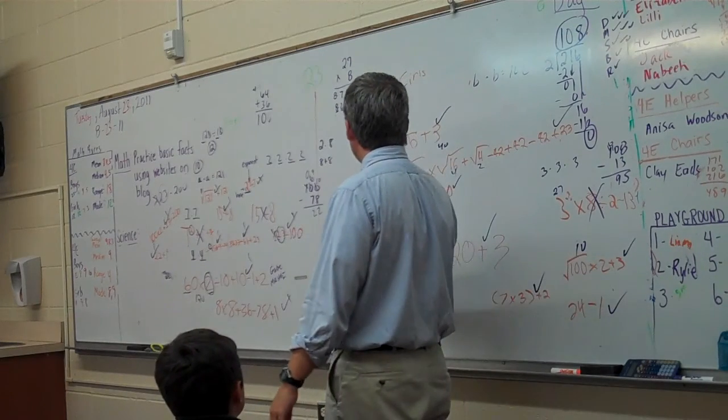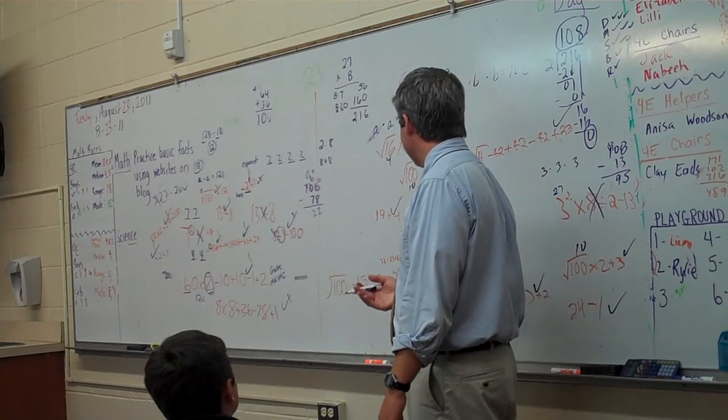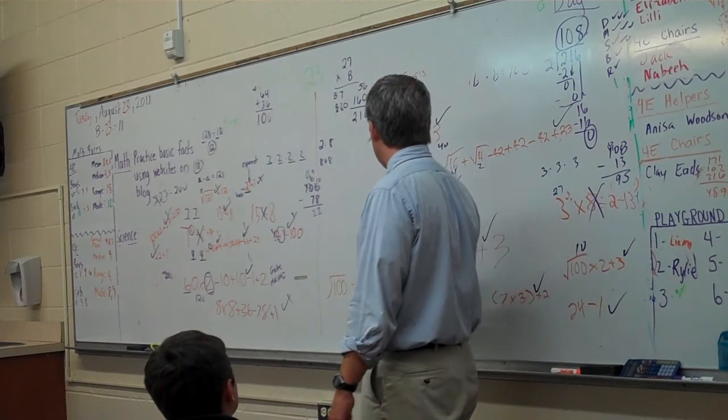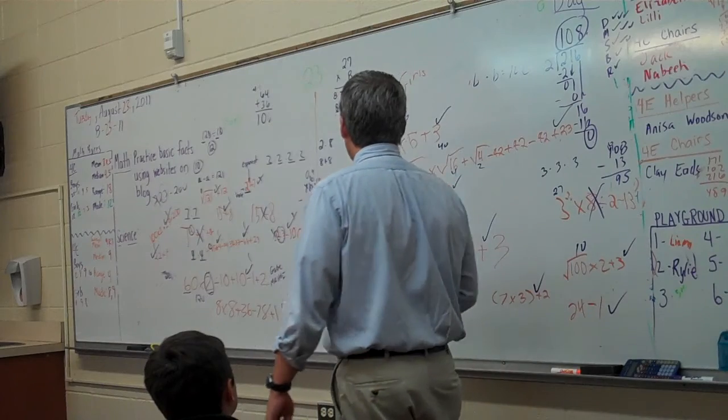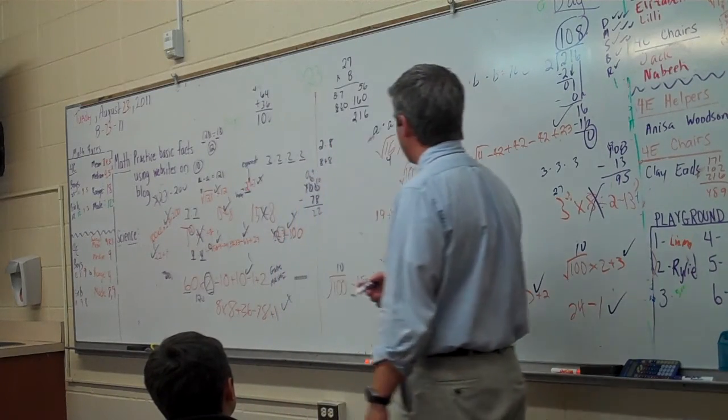So we have 32 minus 23 equals 9. Plus 27 equals 36. Minus 4 equals 32. So that's incorrect. Square root of 100, we've done it several times already today. It is 10 because 10 times 10 equals 100.